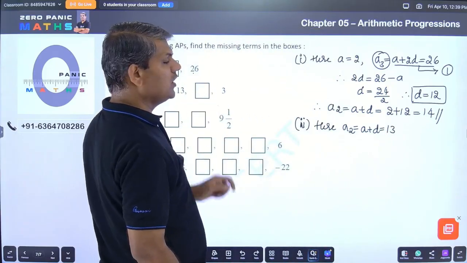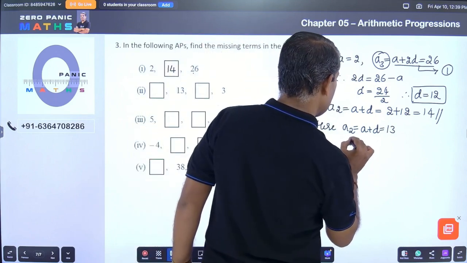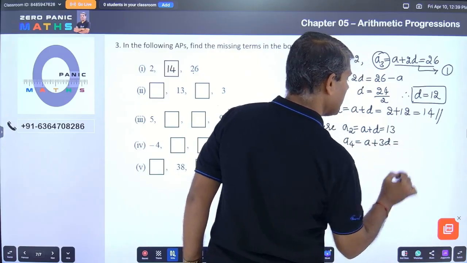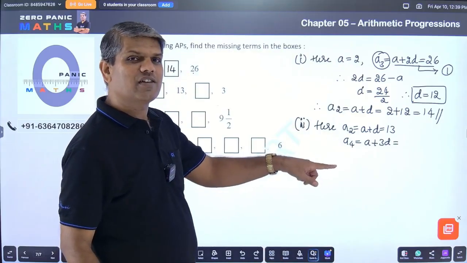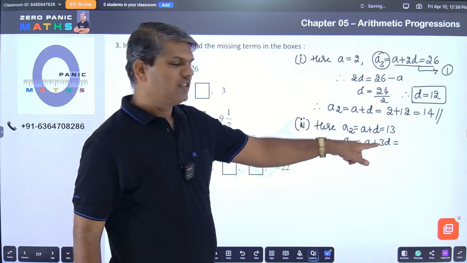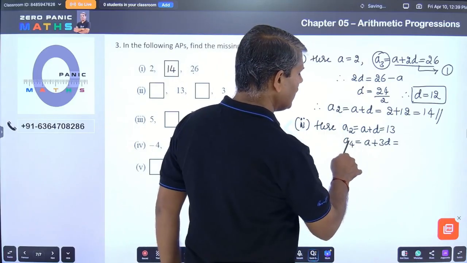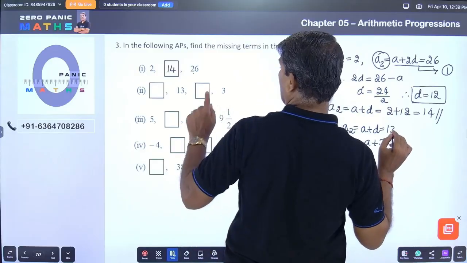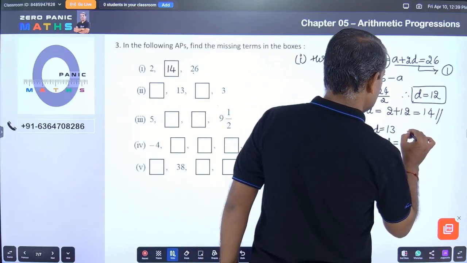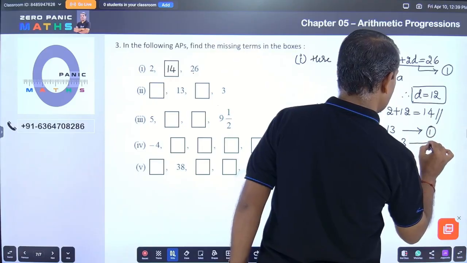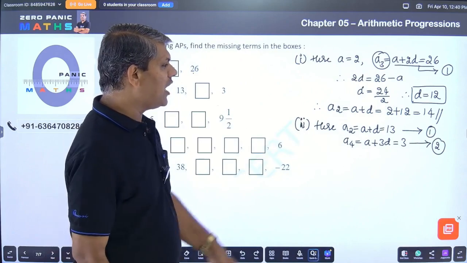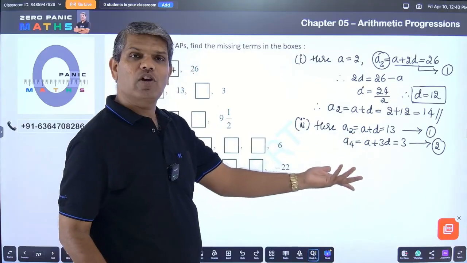This is third, fourth, and A4. What is A4? A4 is A plus 3D. We know that, right? We always represent the nth term as A plus n minus 1 into D. N here is 4, 4 minus 1 is 3, so 3D. It is always 1 less than whatever nth you are considering. And A plus 3D is 3. So with the given equations A plus D is equal to 13 and A plus 3D is equal to 3, can we find out D or A, any one of those?